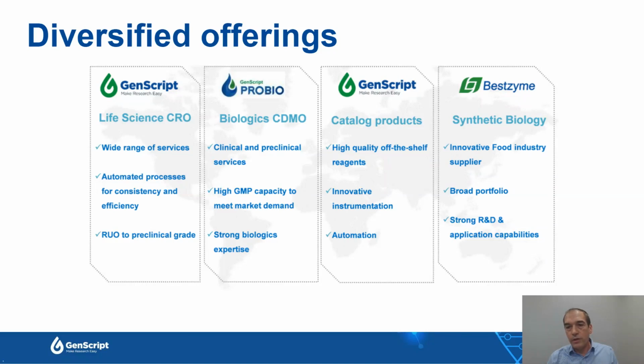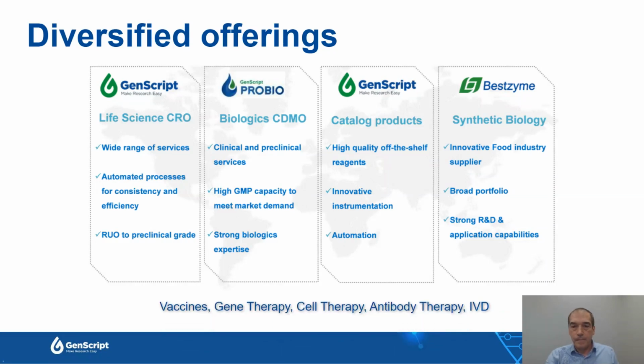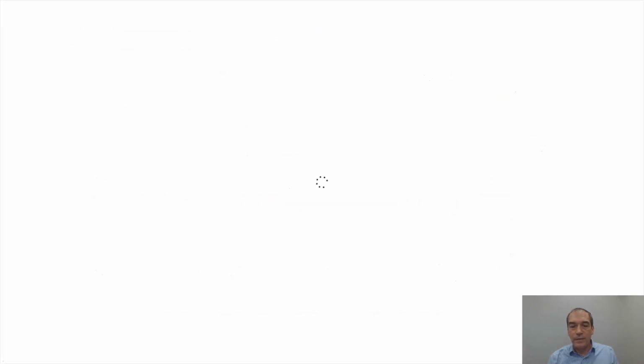We also have the catalog products division. They offer high quality off-the-shelf reagents and very innovative instrumentation. Lately, they have been launching many instruments related to automation and automating various lab processes. We also have the synthetic biology business unit, BestZyme. They focus mostly on innovating the food industry, and they have a very broad portfolio. They have very strong R&D and application capabilities. My team focuses on several different market segments: vaccines, gene therapy, cell therapy, antibody therapeutics, and IVD. And we work across all these business units to assemble portfolios that are best suited for these market segments.